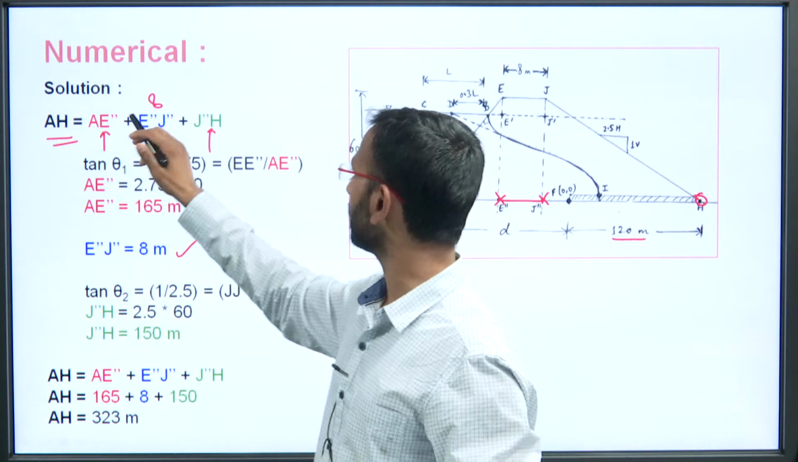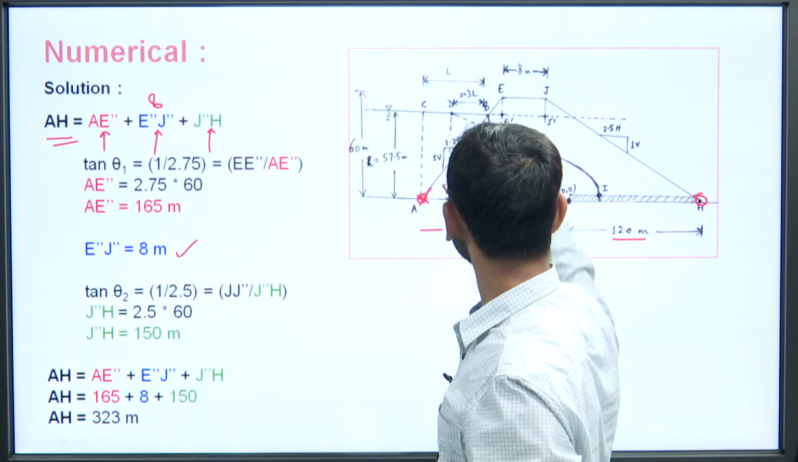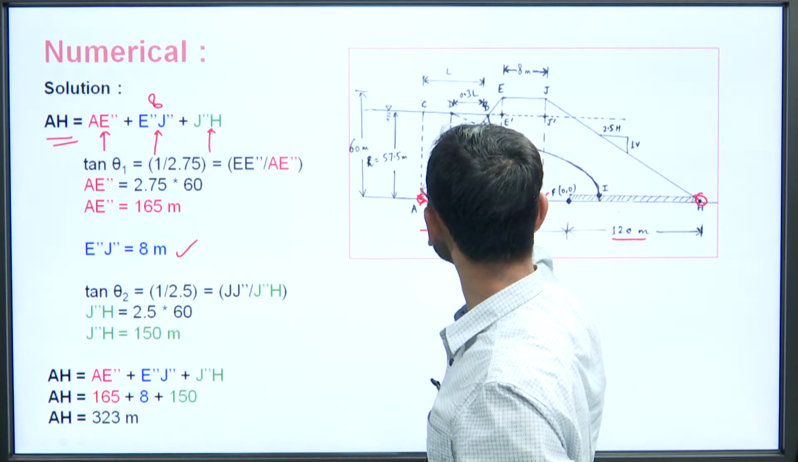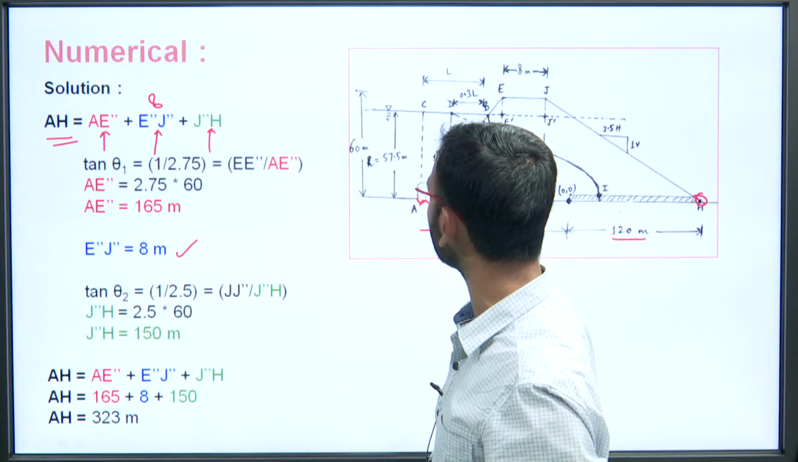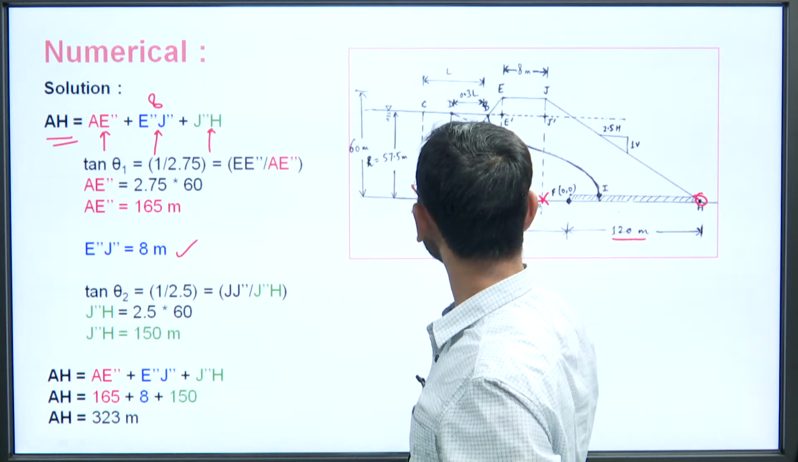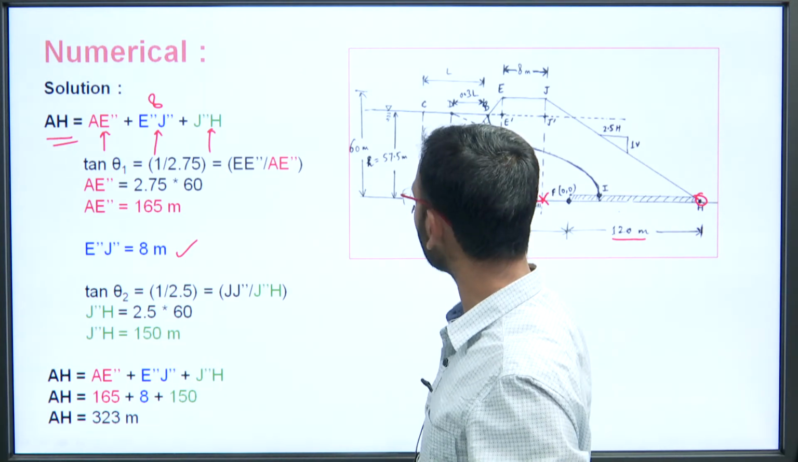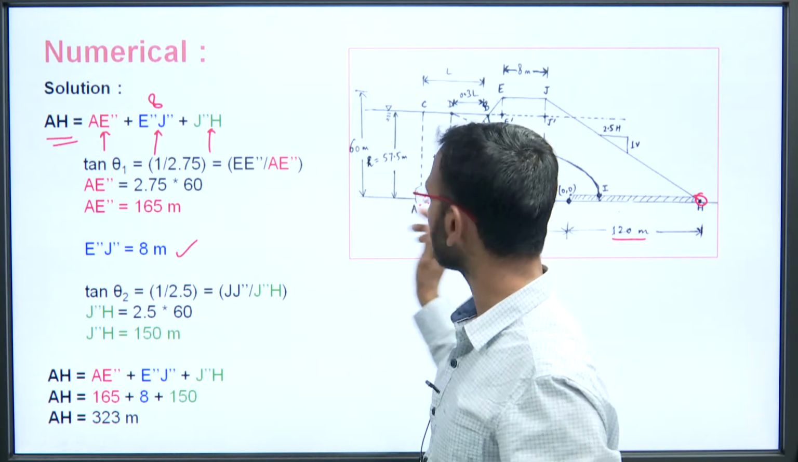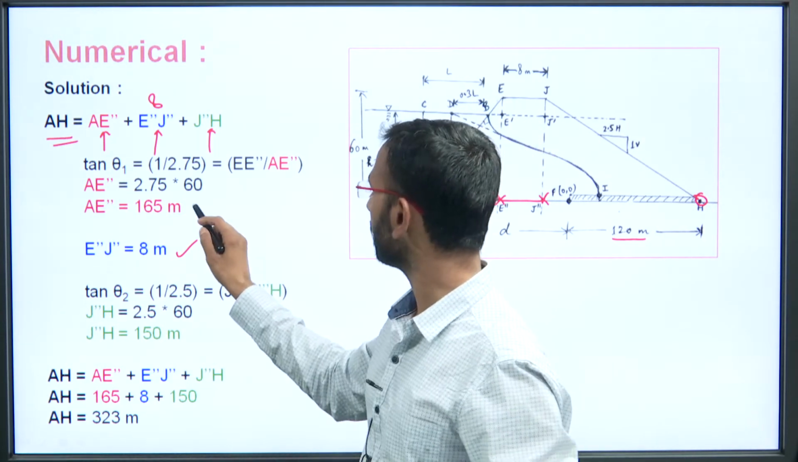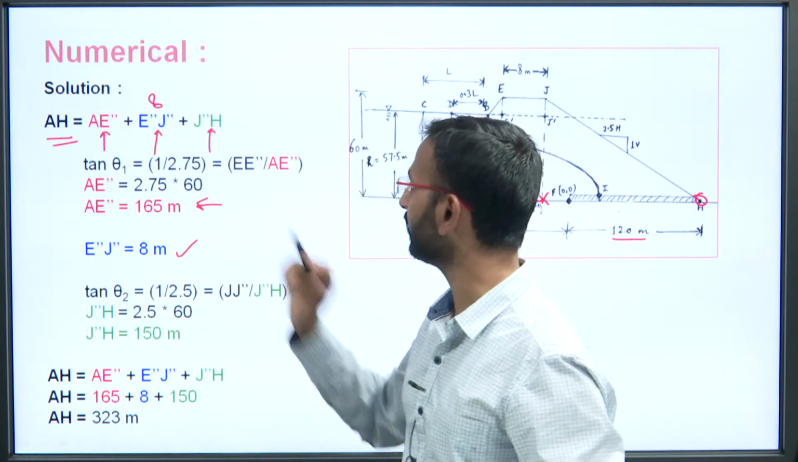Now, for the first thing, AE double dash. Now, see AE double dash, you can see that this is the slope, 2.75 horizontal is to 1 vertical. So, you can simply apply the triangle tan theta formula in this figure and simplify, and so the value of AE dash comes out to be 165 meters.